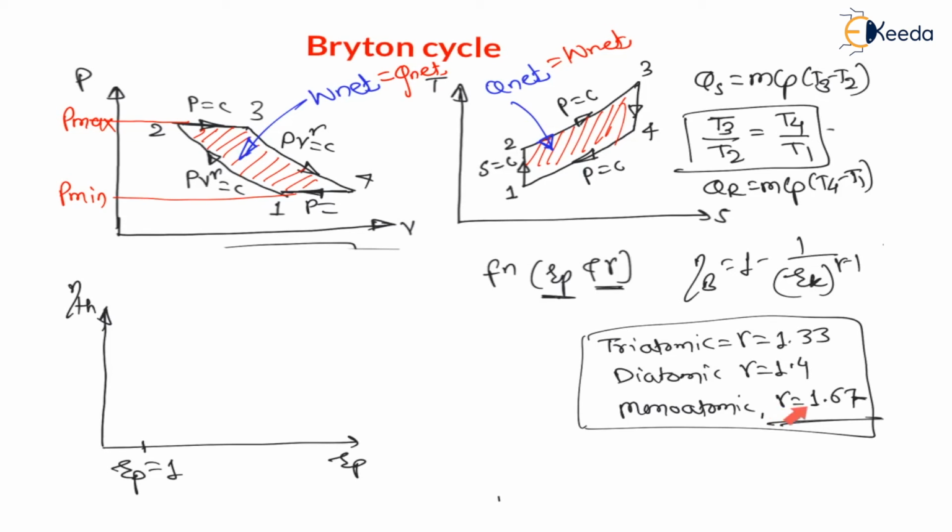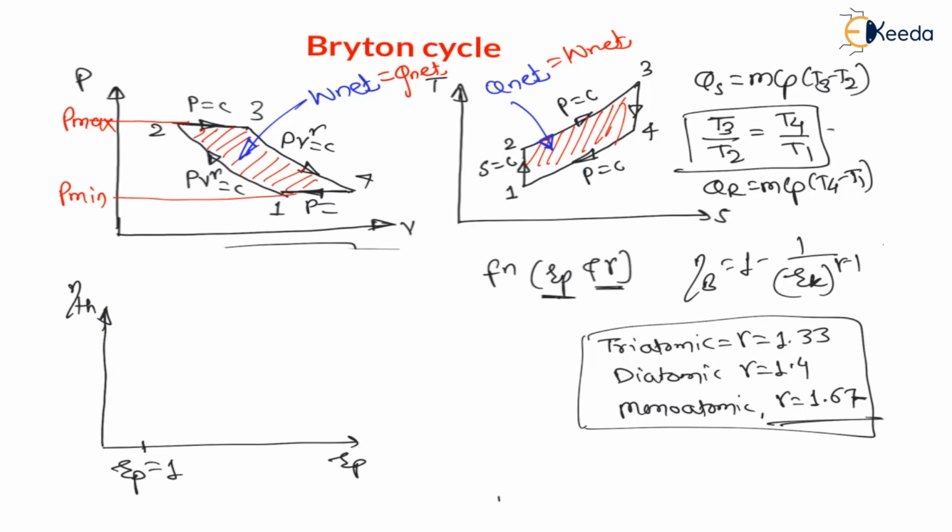Therefore if gamma increases, efficiency increases. Therefore efficiency will be maximum for monatomic gases such as helium, neon, argon, krypton, xenon. And diatomic gases are air, oxygen, nitrogen, hydrogen. These are the diatomic gases. Triatomic gases are sulfur dioxide, carbon dioxide, right? Therefore efficiency will be maximum for monatomic gases as compared to diatomic and as compared to triatomic.